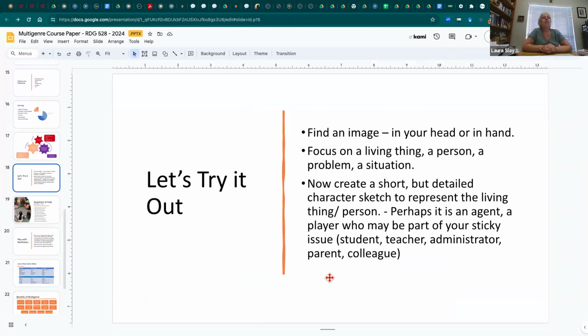I want you to get something to write with. And I want you to find an image in your head or in your hand. Look around your room, your space, maybe your phone, if you need a picture of something. Maybe it's a person. Maybe it's a student. Maybe you can start thinking about a student.